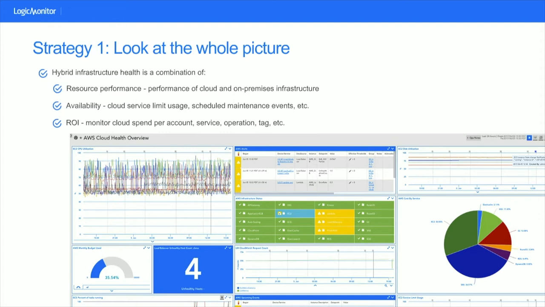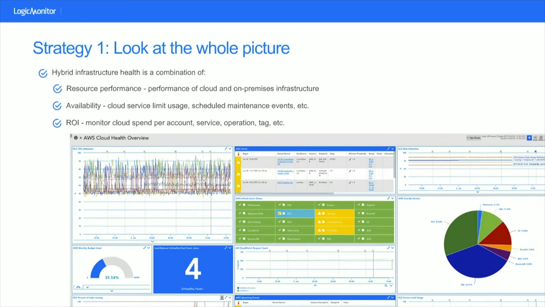One, it's easy just to look at performance of resources in the cloud or on-premises and consider your monitoring pretty complete, because historically that wasn't too far off for on-premises infrastructure, but that's no longer the whole picture. When you have cloud resources, you're also dependent on the cloud provider's services and really need to monitor not only the availability of those services, but also things like service limits and provider scheduled maintenance events.